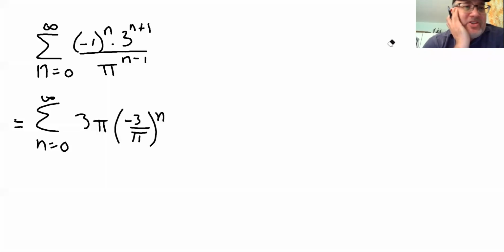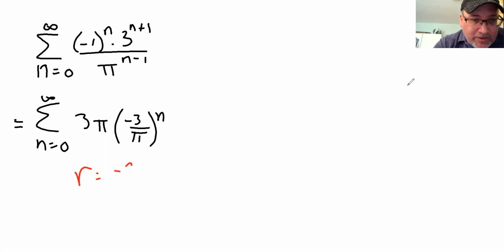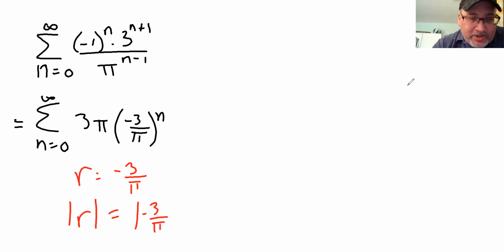All right, so this is going to be the same as the sum from n equals 0 to infinity of 3 pi times (-3 over pi) to the nth power. And let's see what the first term is. Well, actually, let's start with the ratio, because if the ratio is not good, then we don't care what the first term is. The ratio is the number that's getting raised to a power, which is -3 over pi. And we need to see if the absolute value of the ratio is less than 1. Well, is it? The absolute value of -3 over pi is going to be 3 over pi.